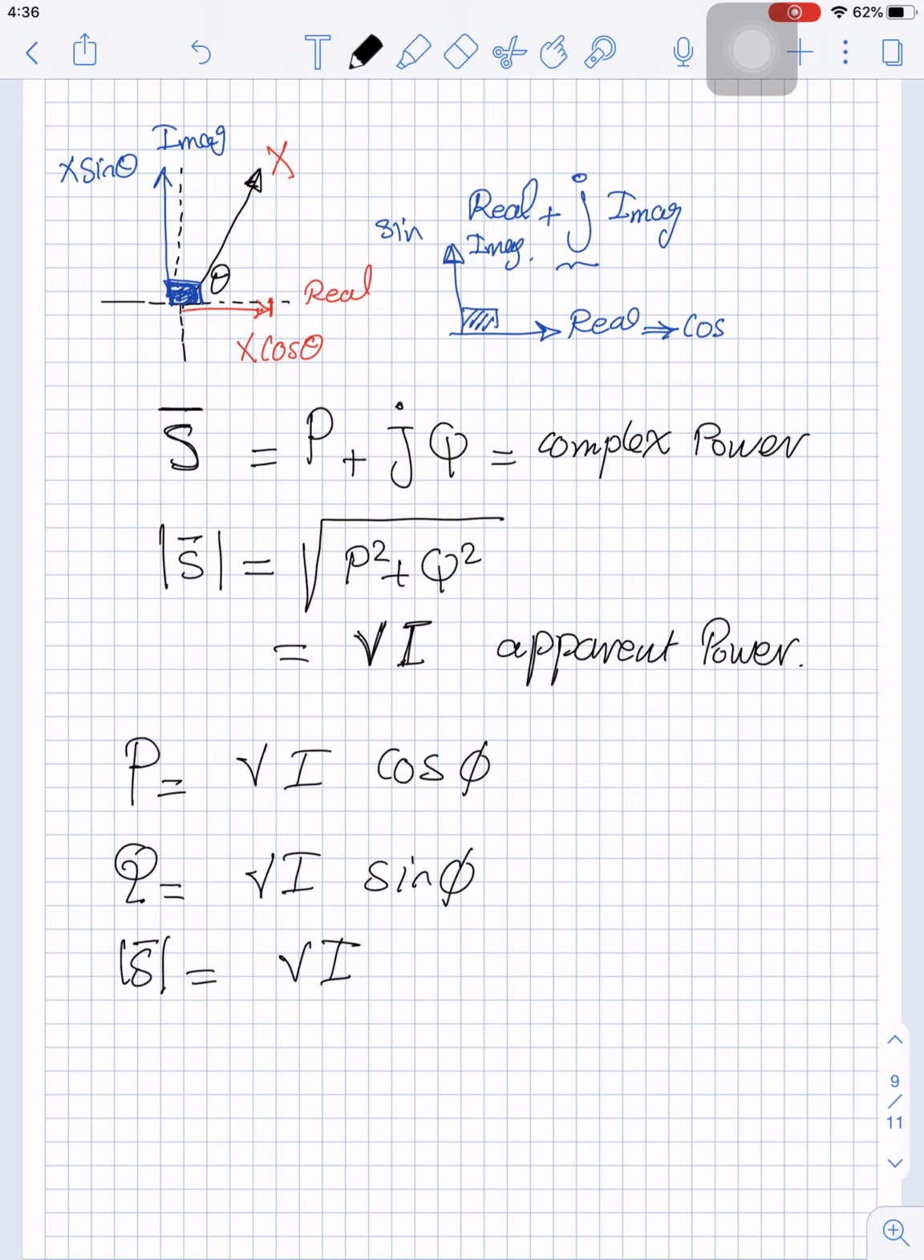S, or the apparent power, is the power that will appear in the circuit. So when you go to the circuit and you need to look at what is the power in this circuit, just multiply V and I. The problem here is in the units.